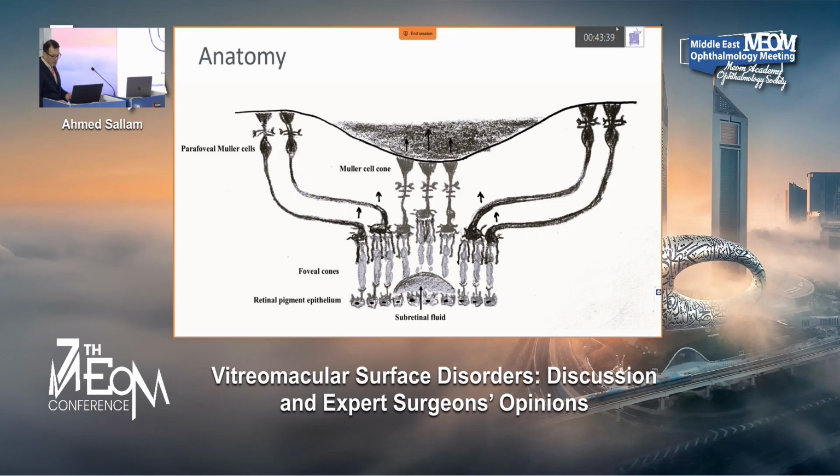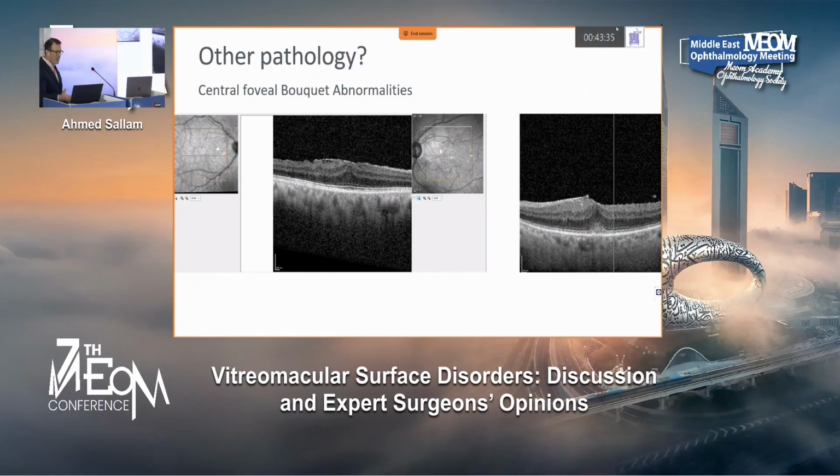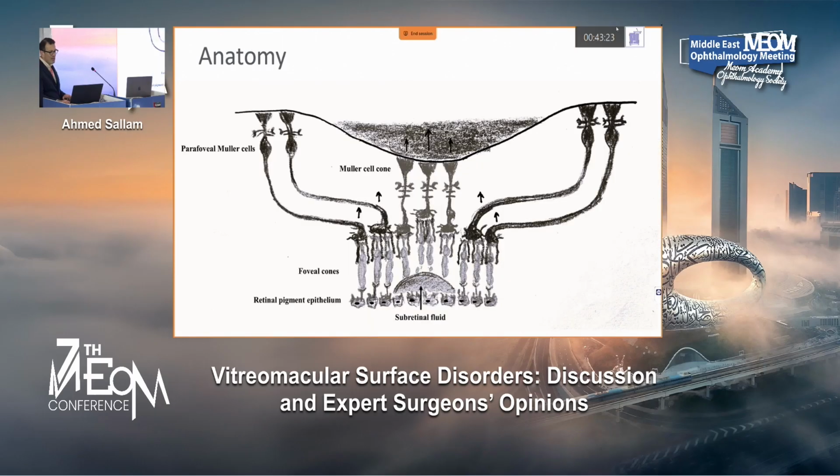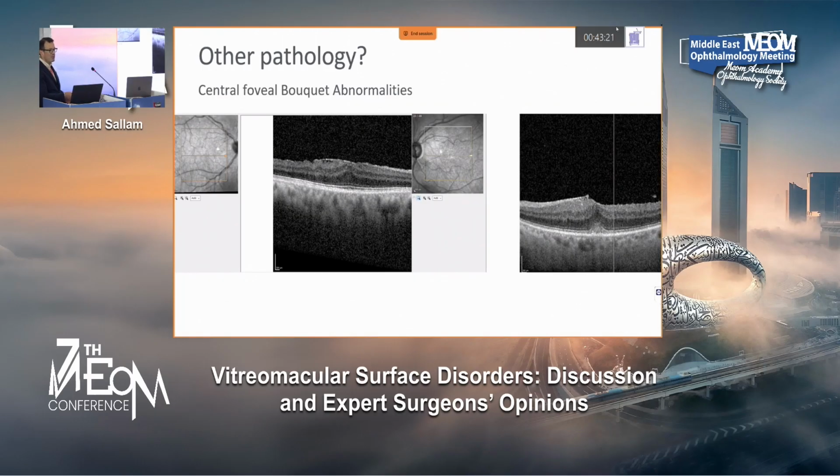Until a few years back, I used to think that these patients have epiretinal membrane and some sign of macular degeneration. So just for some awareness, even from epiretinal membrane, you can get outer retinal layer changes like this, just because of this arrangement of what they call the central foveal bouquet. And that's central foveal bouquet abnormalities.